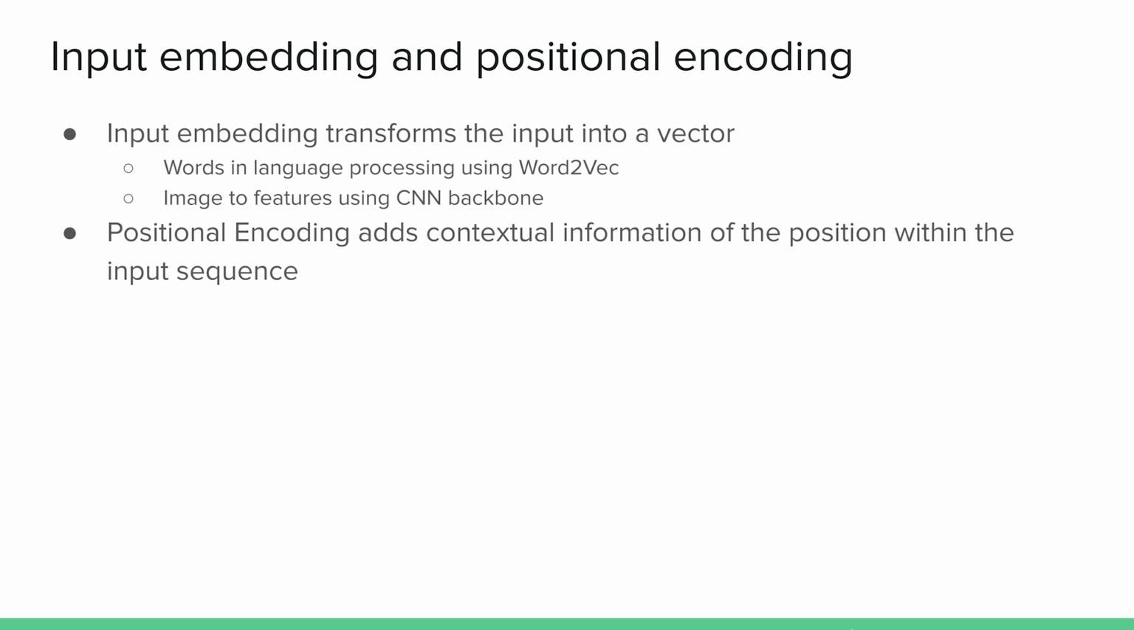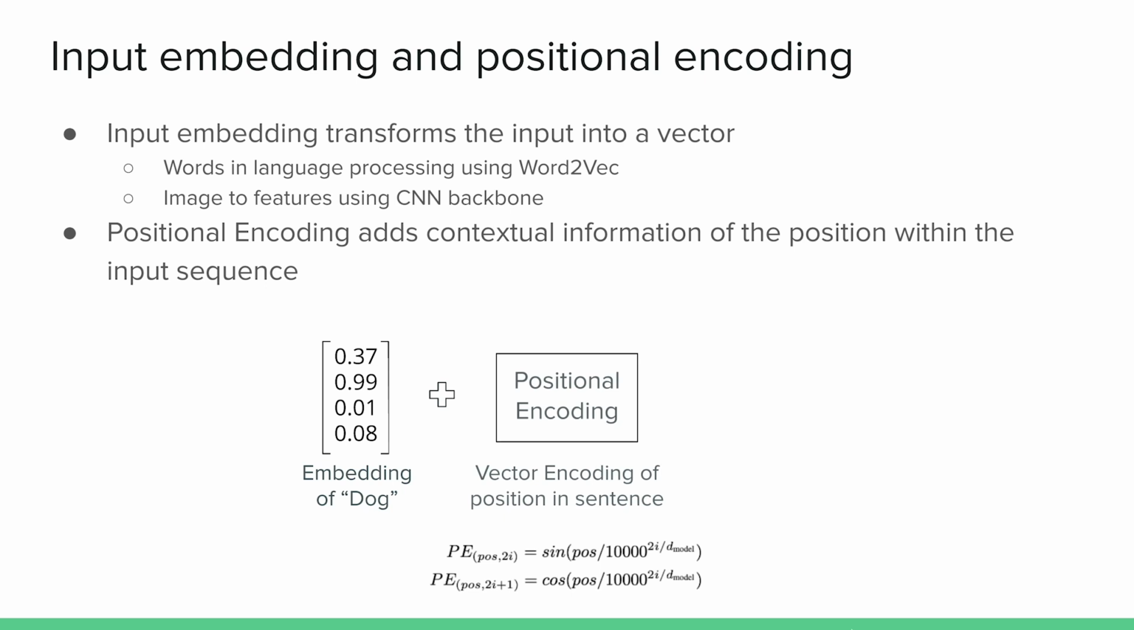So the positional encoding does the following. We're adding contextual information of the position to our input in the following way. We have the embedding of the word dog as an example here. So it gives us these 4 numbers. And what they propose in the original paper is to use 2 functions, a sine and a cosine function, with alternating frequencies. And alternating between sine and cosine, you compute an additional number here.